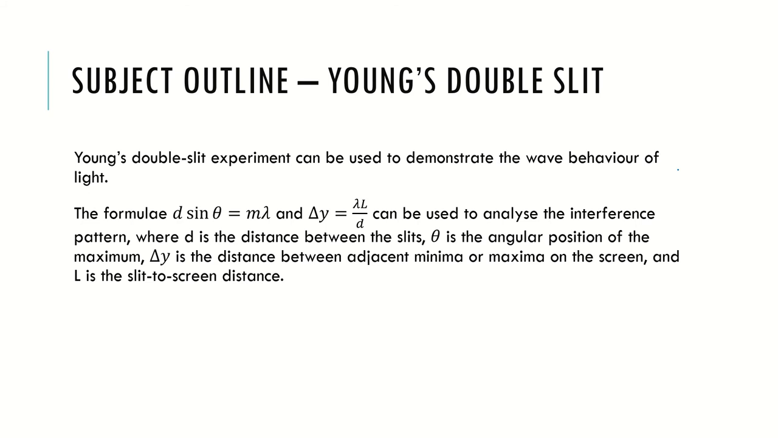So in this video, we're going to be using Young's double slit. And Young's double slit is very important because it can be used to demonstrate the wave behavior of light. You need to be able to use these two formulas: d sine theta equals m lambda, and delta y equals wavelength times length divided by d. And I'll explain what all this stuff means as we go through the video.